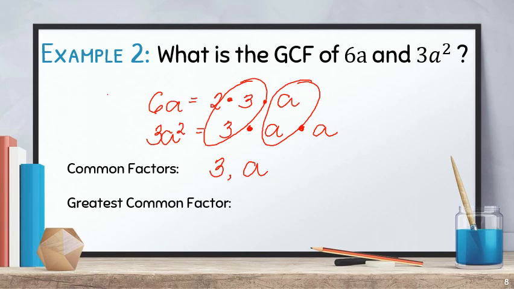For us to get their greatest common factor, we need to multiply 3 and a, or their common factors. So 3 multiplied by a is 3a. Therefore, we can conclude that the GCF of 6a and 3a squared is 3a.